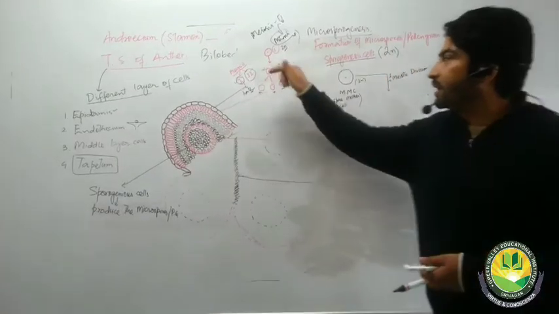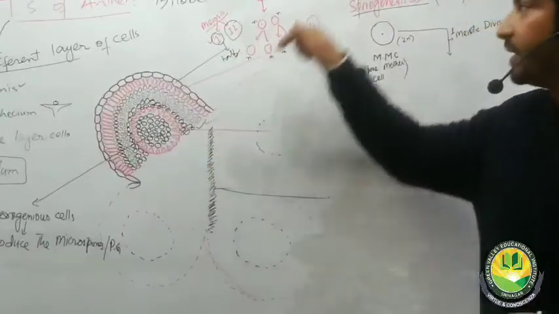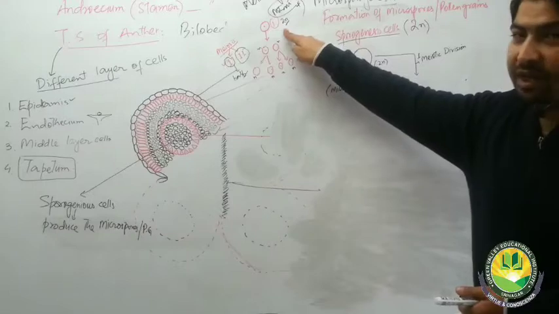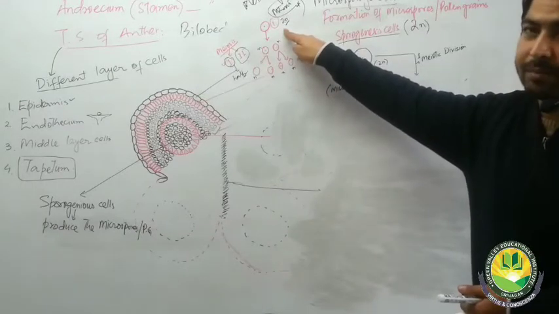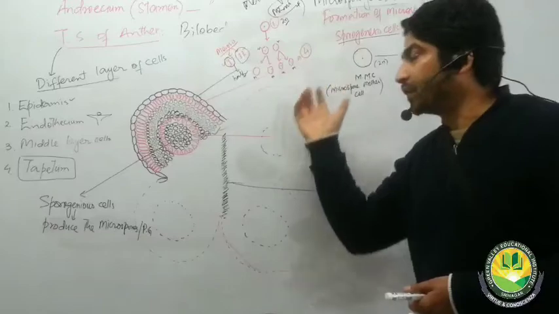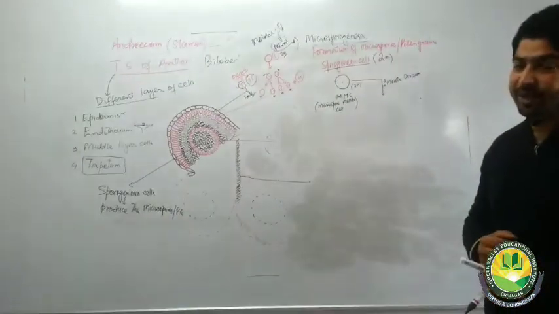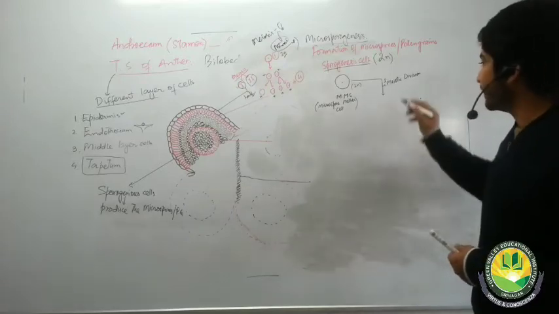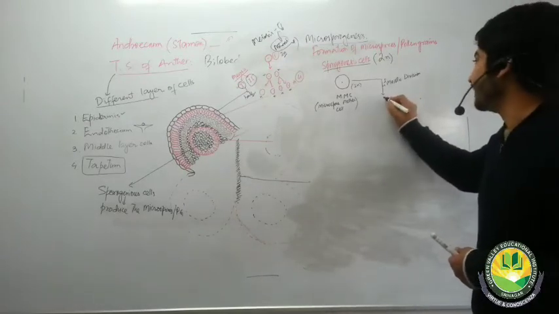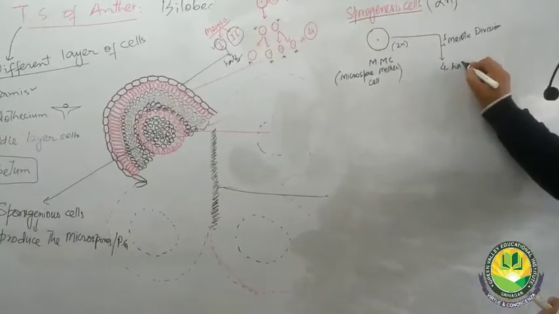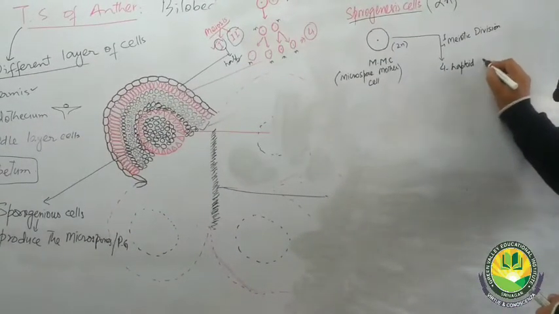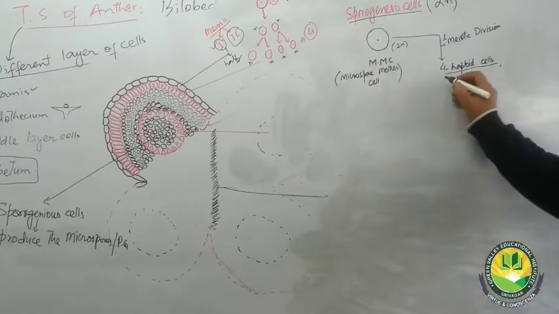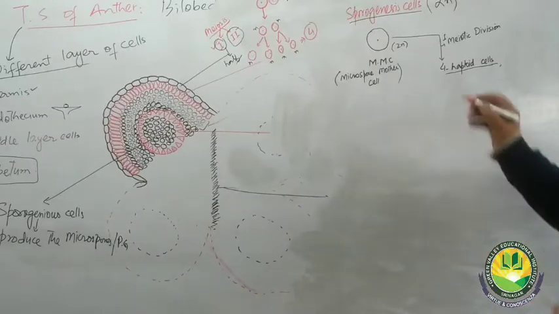Haploid, haploid, haploid, haploid. That means in complete meiosis, the cell that goes through meiosis, in which there is the diploid number of chromosomes, once we get the four cells, all cells would be haploid. There would be the formation of four haploid cells. That means there would be the formation of this tetrad.